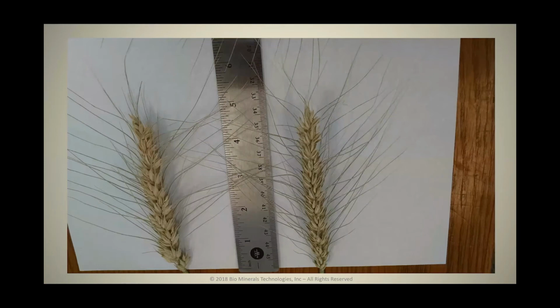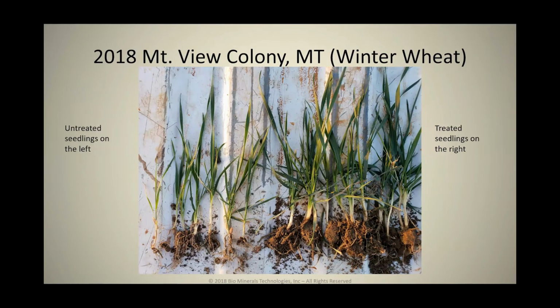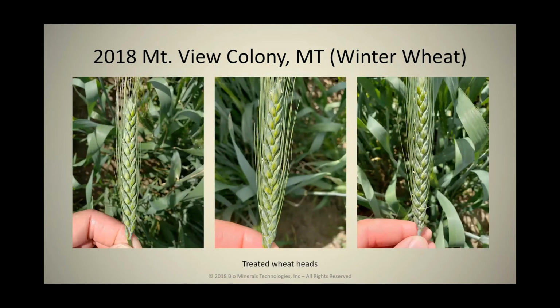Wheat heads in Montana. These are 5-inch long wheat heads. They have almost 100 kernels. From 2014 to 2015, you can continue to see the improvement. Another Montana colony. This was the same colony that we grew the sunflowers on. We planted winter wheat. I was up there early the next spring. The fields that were untreated were on the left. Our treated plants were on the right. Quite a bit of a difference, even early on.